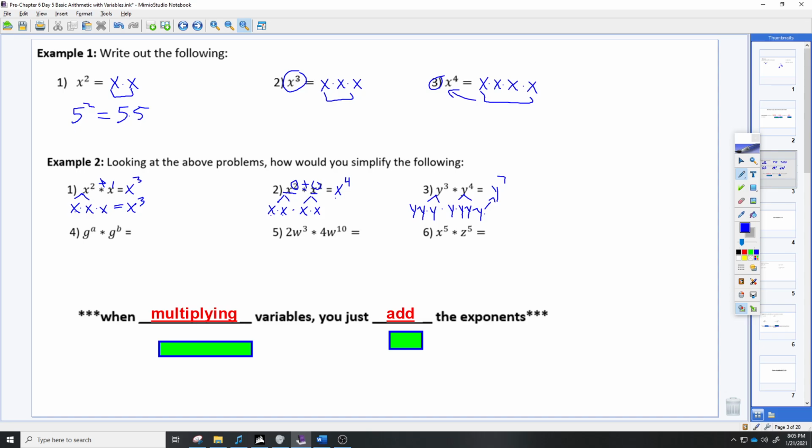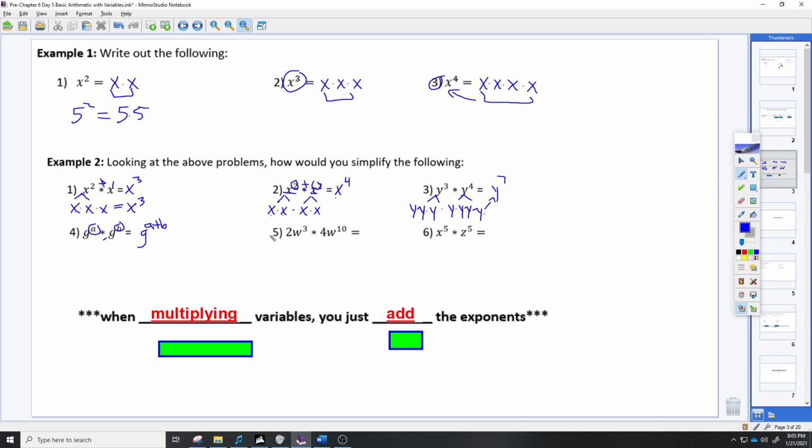So for example, if we have g to the a times g to the b for number 4, that literally means we could do g to the, we would take the number a and add it to b. So the property is a plus b. We don't know what these numbers are because they don't give them to us, but we could write it like this. The whole entire thing is the exponent.